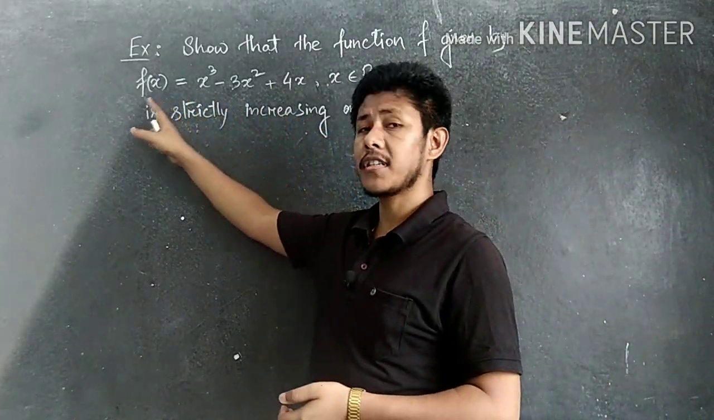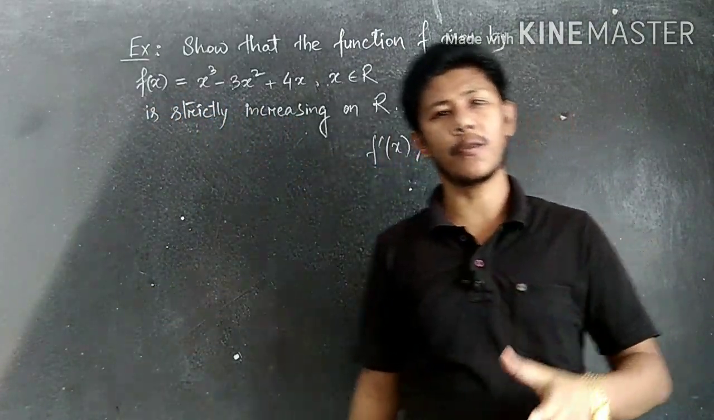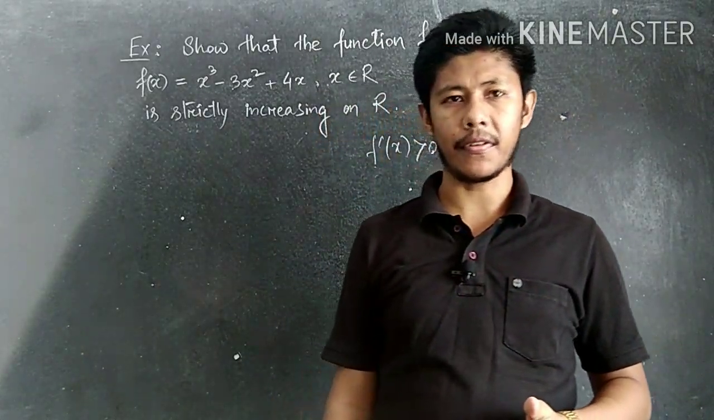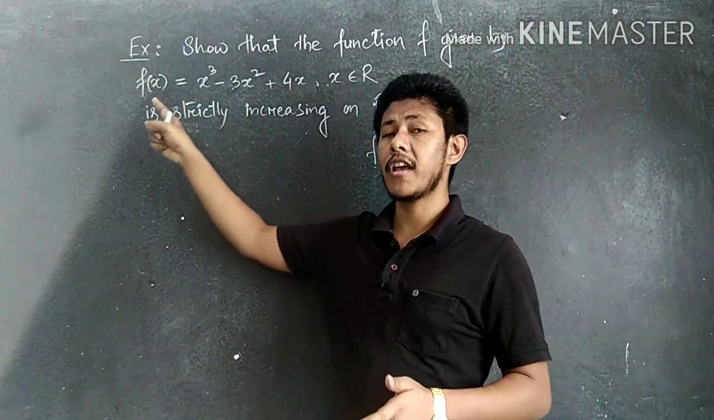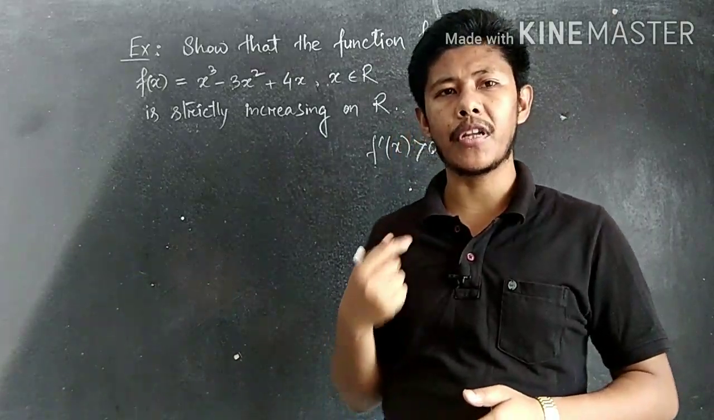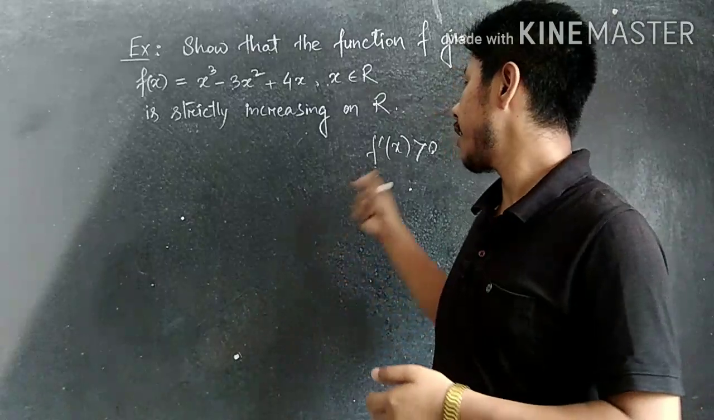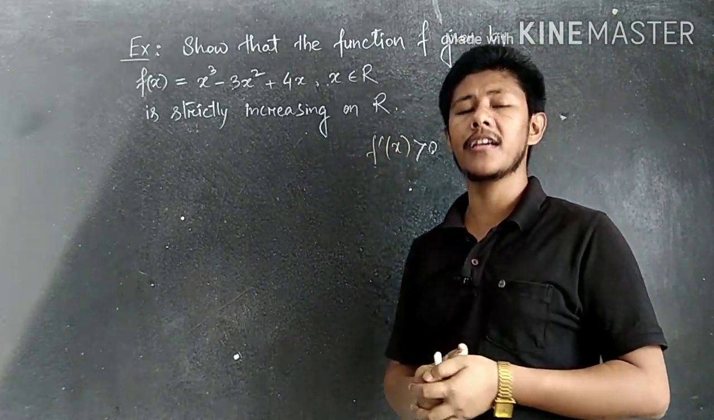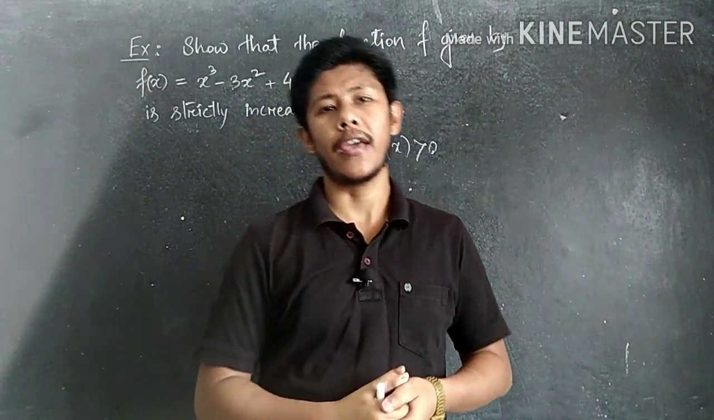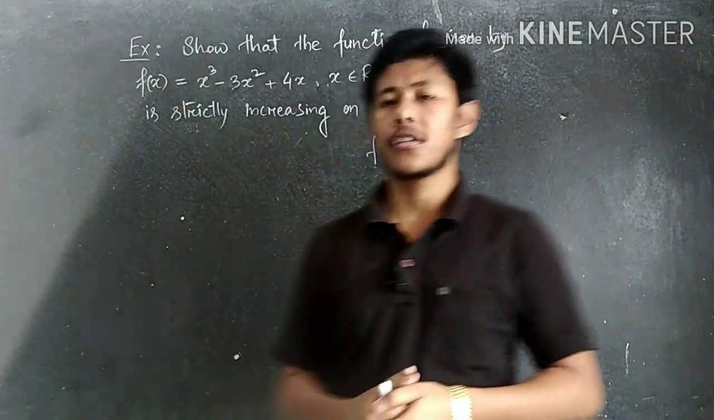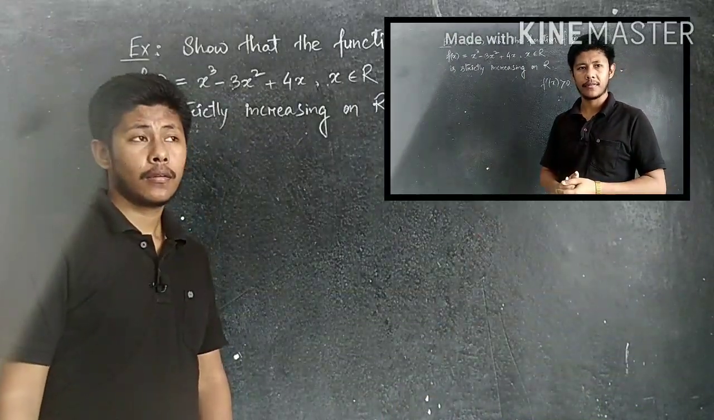So that means here only the function f(x) is given. So first of all, what we have to do, we have to differentiate the function first, and then we have to find out the f dash of x value. And whatever f dash of x value we get there, if it is greater than 0, then we can say easily, yes, it is a strictly increasing function. Is it clear? So let's see how we can do this one.